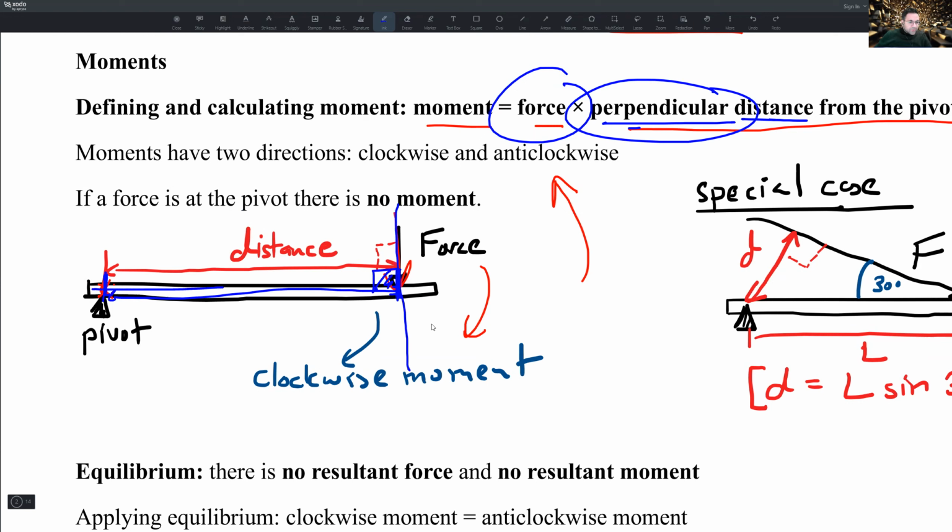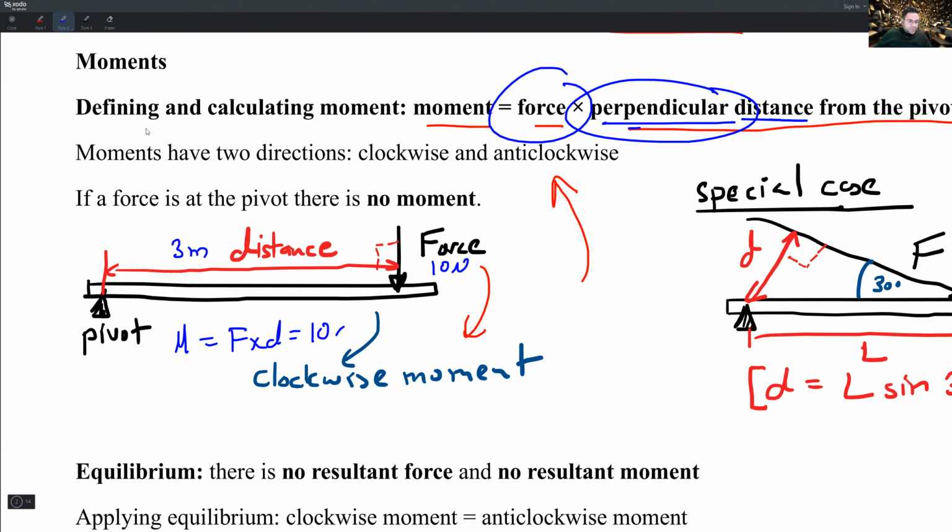So the line of the distance and the line of the force have to be perpendicular to each other. So let's erase this for a second and solve a very quick example on this diagram. If this distance, for example, is 3 meters and the force was 10 newtons, calculate the moment. You would say moment is force times distance. It would be 10 times 3, which gives me a value of 30.